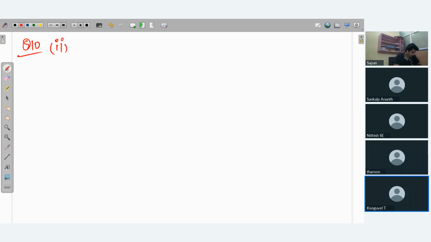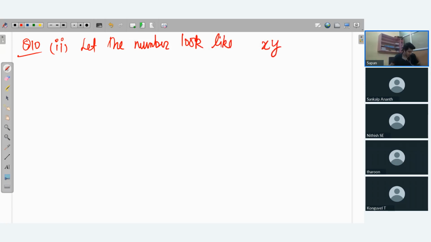The question says that there is a two-digit number, and let's call the number XY. Doesn't matter whichever variable you want to take. And the units digit is twice the tens digit. And if 27 is added to the number, the digits interchange their places.